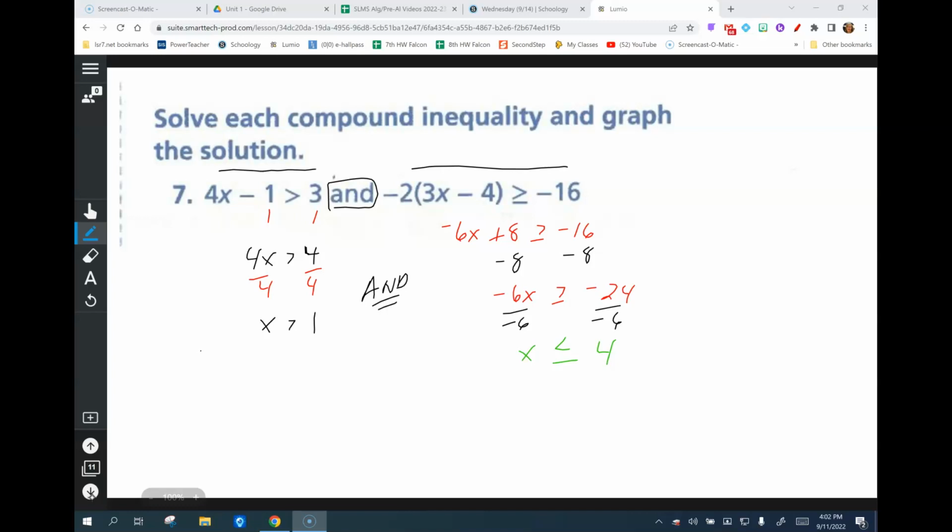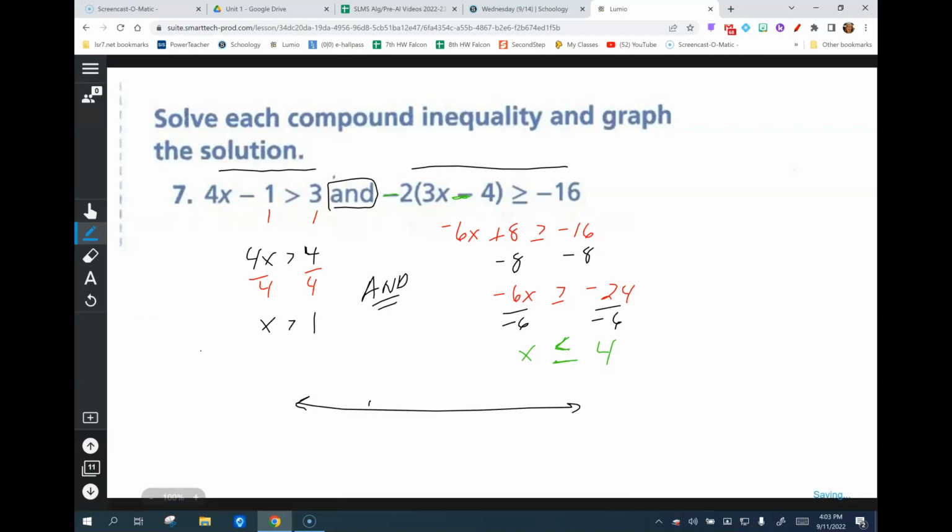So on the first one, I added 1 to both sides and I divided by 4, so x is greater than 1. On the second one, I distributed, so -6x and +8 because I'm taking a negative times a negative, and that makes a positive. I then subtract 8 from both sides, getting negative 24. Then I divide by negative 6. Divide by a negative? That's right. I have to flip my inequality sign to go the opposite direction. Okay, so let's make a number line and graph.